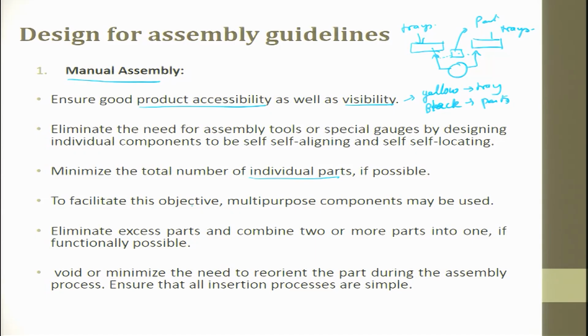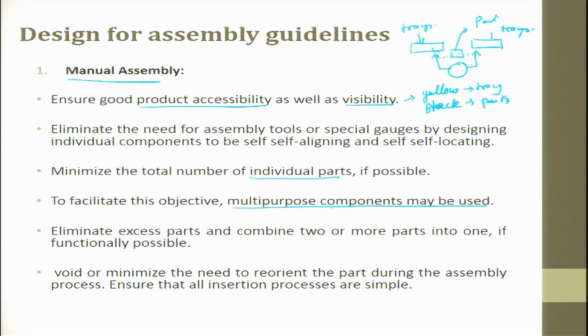If you can reduce the number of parts, it is well and good. But still if you are forced to do it, now try to assemble 2 parts and instead of having individual parts, try to make sub-assemblies so that these sub-assemblies can be exactly located at those positions and you can make the part. To facilitate this objective, multi-purpose component may be used. Multi-purpose component, a single component which can do multiple jobs.